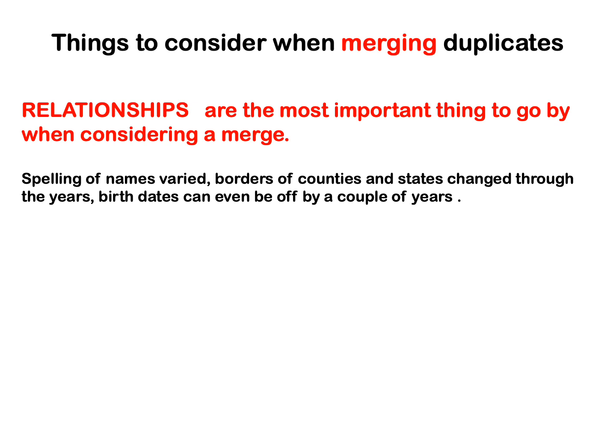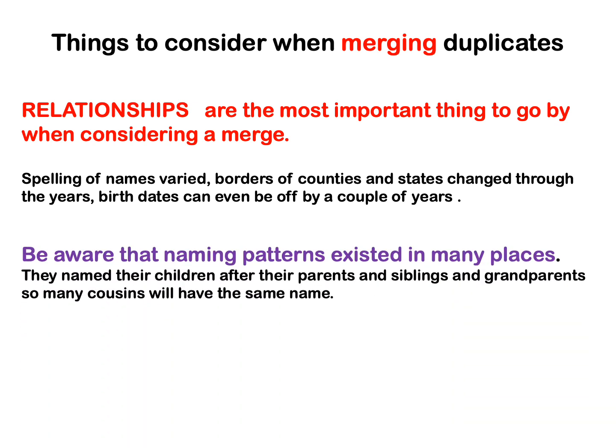A lot depended on the census taker, what he thought he heard them say, and maybe the family wasn't home, so he asked the neighbors for information on the family. Sometimes a person decided to go by their middle name instead of their first name, or fudged their birth date for various reasons. Be aware that naming patterns exist in many places.